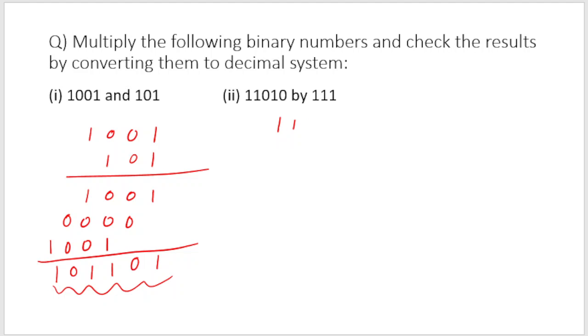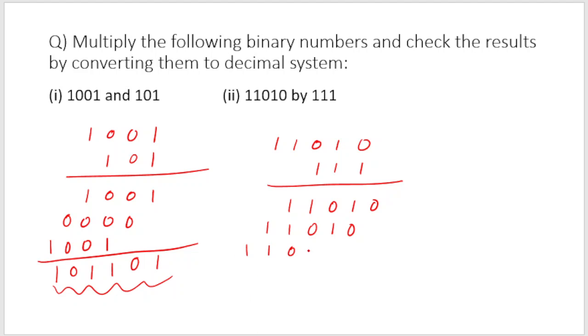Let me write it slightly below, so that if there is some carryover term in the addition, it has the space. So what I am saying is that we have here 11010, and I have to multiply it by 111. So I am writing quickly 11010. Then repeat the same thing, 11010, and then repeat the same thing, 11010, and then add it.